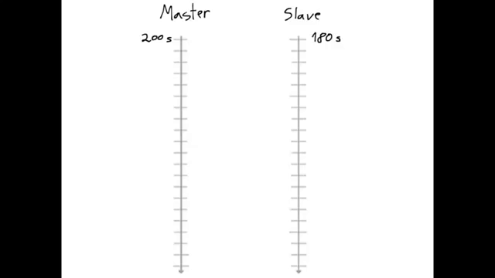Now, a naive approach to synchronizing the clocks would be to have the master port simply tell the slave port the current time in a single message. The slave would receive that message, know that the value of the clock of the master is 200 seconds, and simply update its local clock. Unfortunately, such a simple approach does not work.